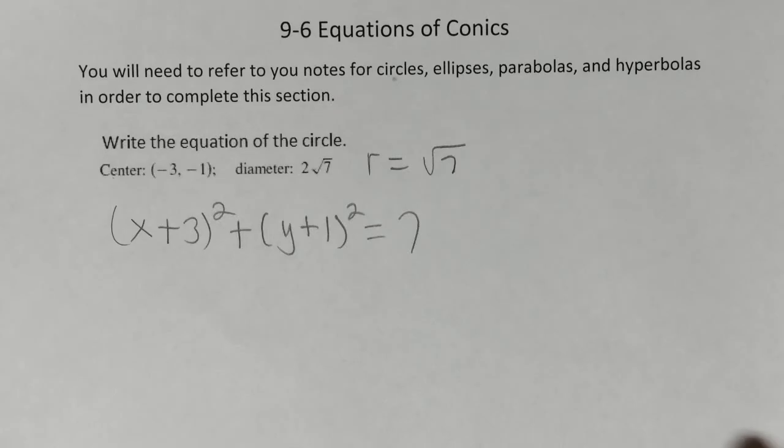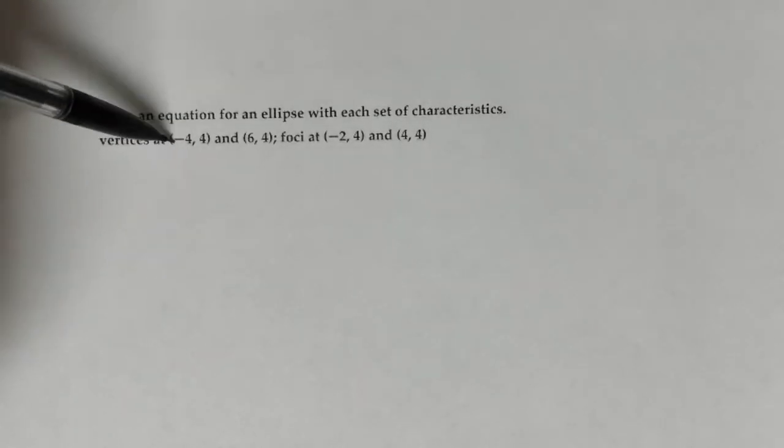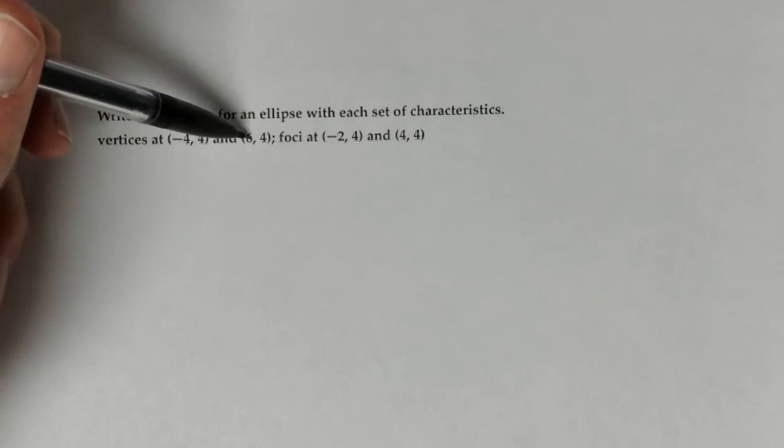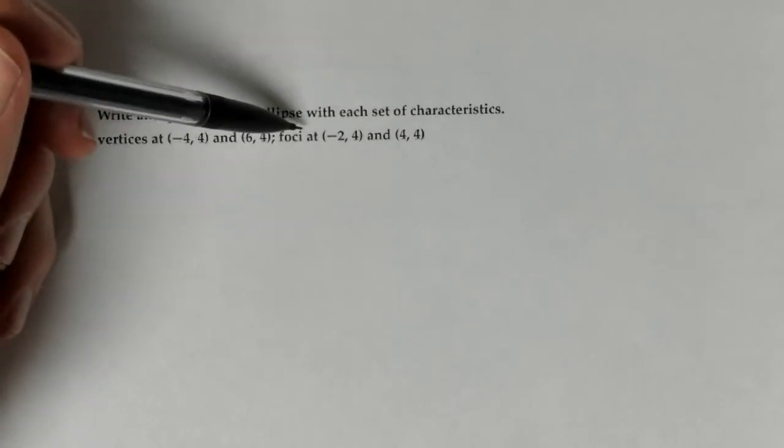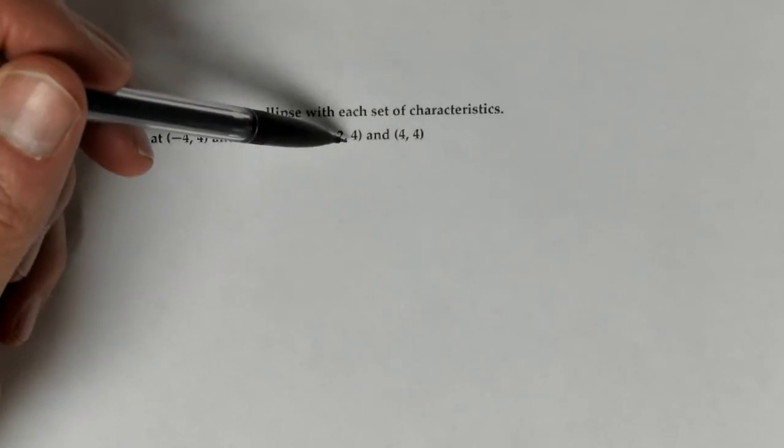All right. And so now let's change gears and go to an ellipse. So here's what we have on the next one. It says write the equation for an ellipse with vertices at -4, 4 and 6, 4, and foci at -2, 4 and 4, 4.